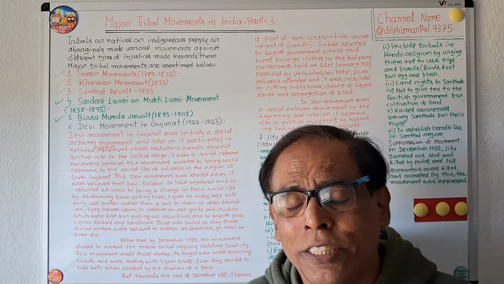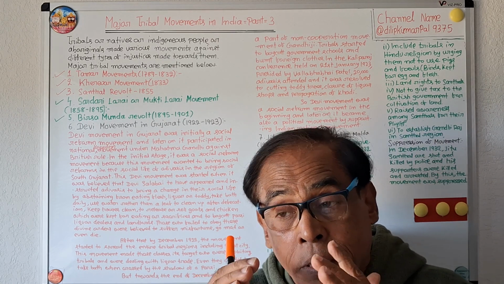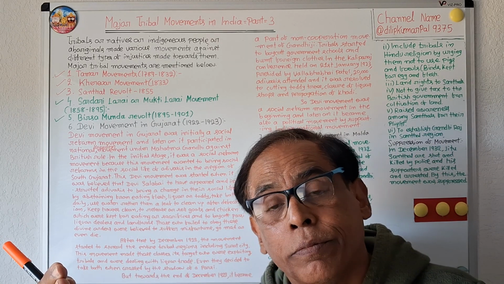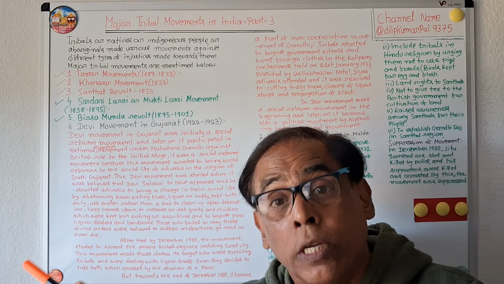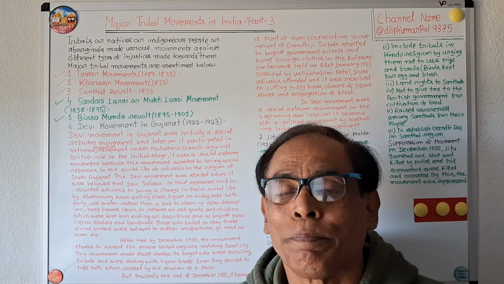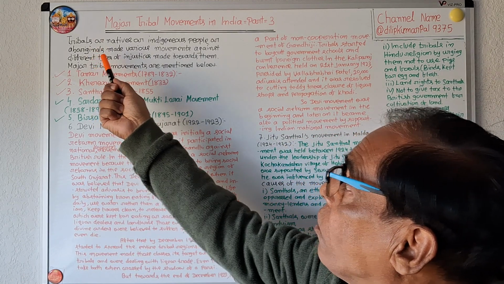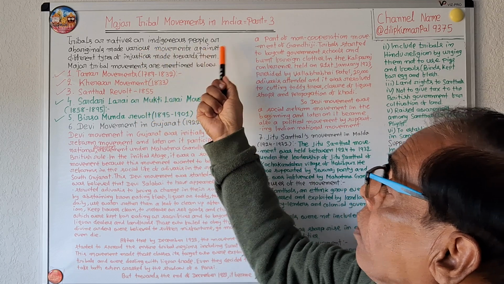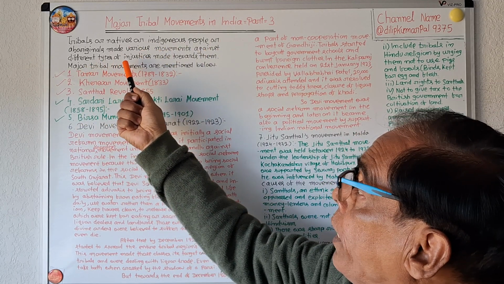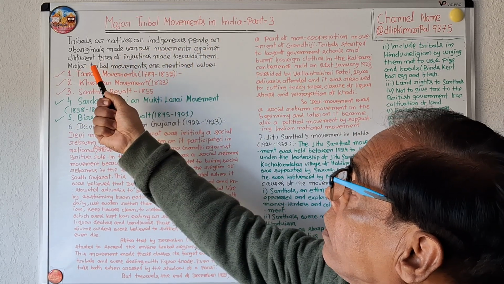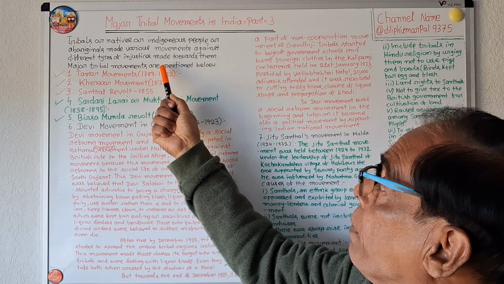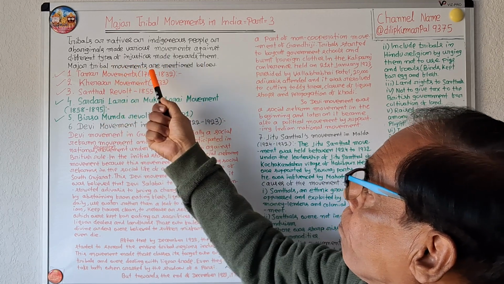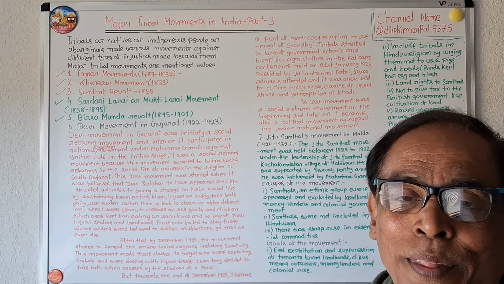And these tribals carried out various movements against social injustices made towards them. Tribals, natives, indigenous people or aboriginals made various movements against different types of injustices. Major tribal movements are mentioned below.